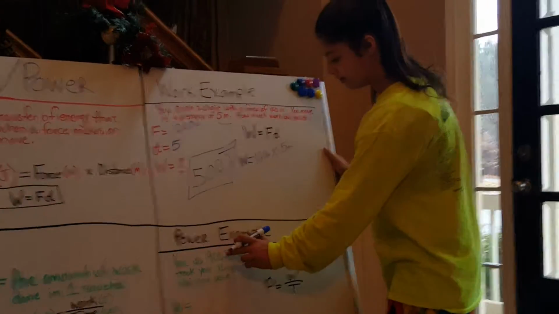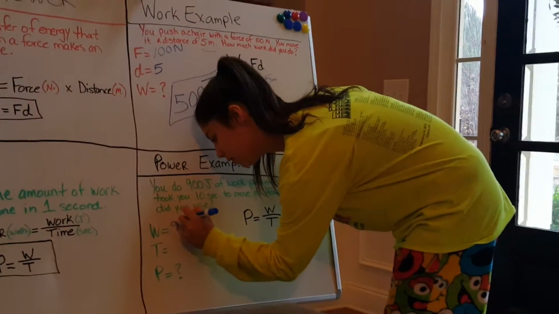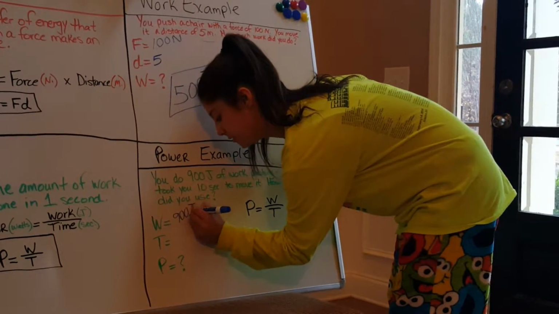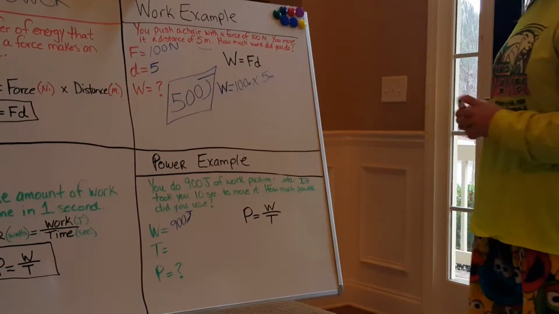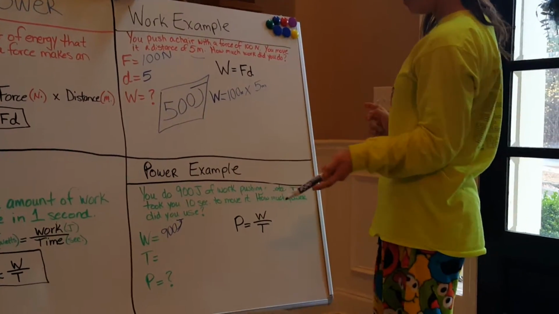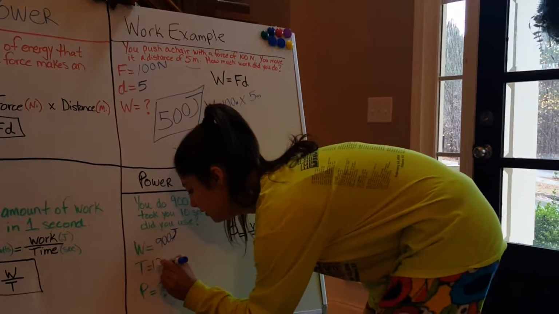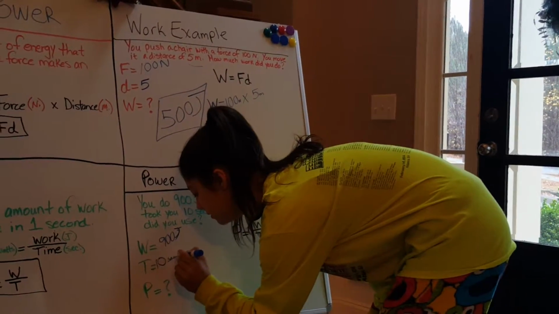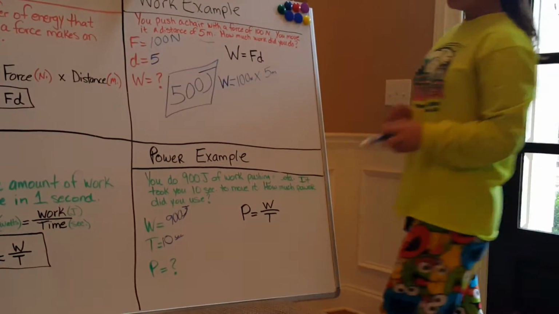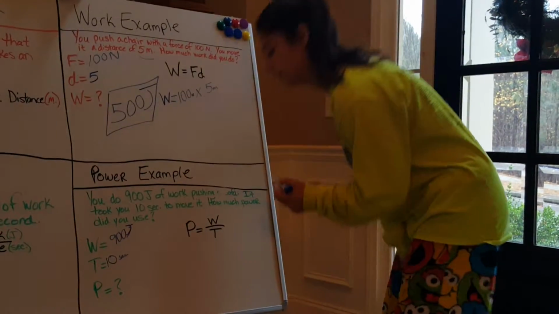So we have 900 joules. So you're going to put your 900 here. You can put the J if you want, just if it helps you remember, excuse my terrible J. And then your time that you have is 10 seconds. So, you put your 10 here, and put an S. Okay, and again, we don't know what power is. So you're going to plug that in.